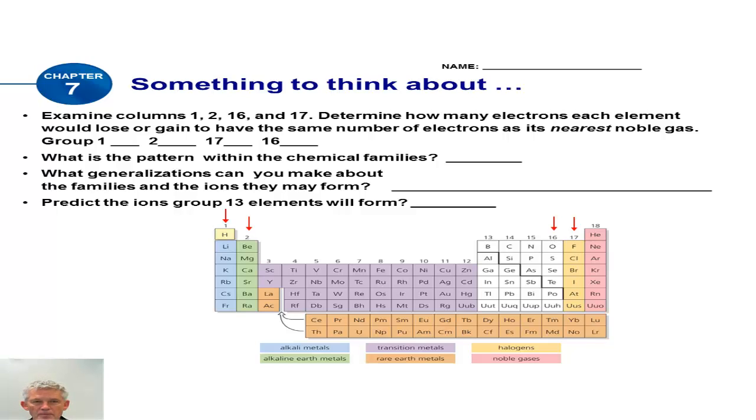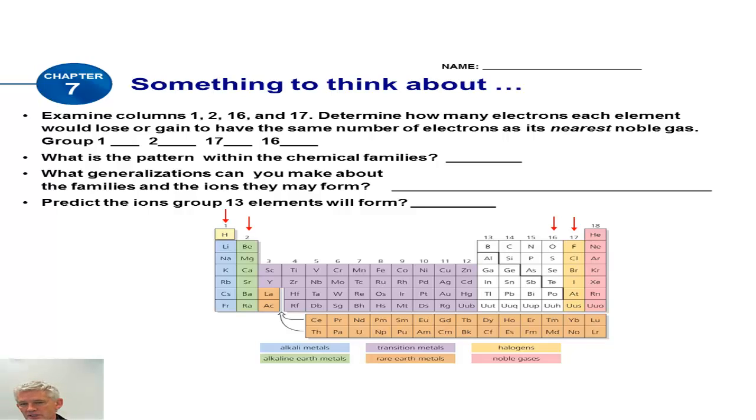Group 2, how many electrons would magnesium have to lose to become like its nearest noble gas, which in this case would be argon. You get the point. What you're going to notice about each of these families, and again, the families are the vertical columns, is that each of them has certain characteristics in common, and hopefully you can intuitively come to realize what that characteristic is. And what that will lead to is basically a generalization about the families and the ions that these could form.